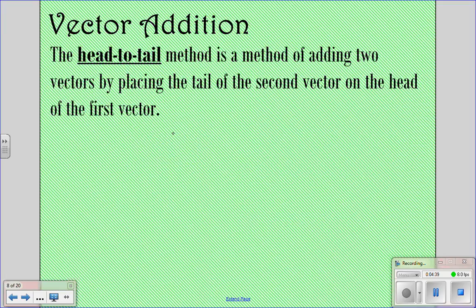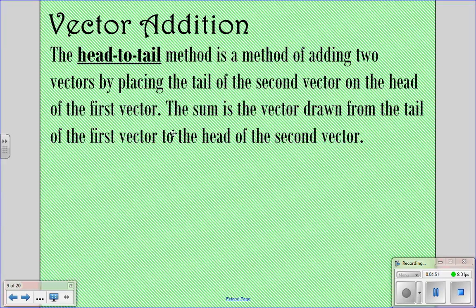The head to tail method is a method where you add 2 vectors by placing the tail of the second vector on the head of the first vector. So you put the heads to the tails. The sum is the vector that's drawn from the tail of the first vector to the head of the second vector.